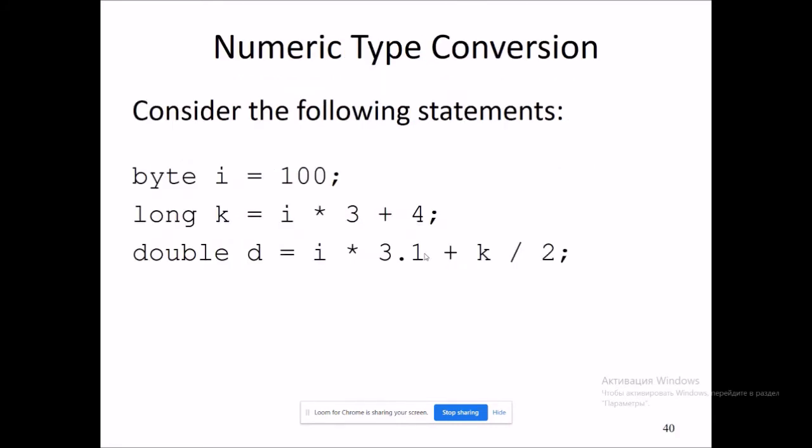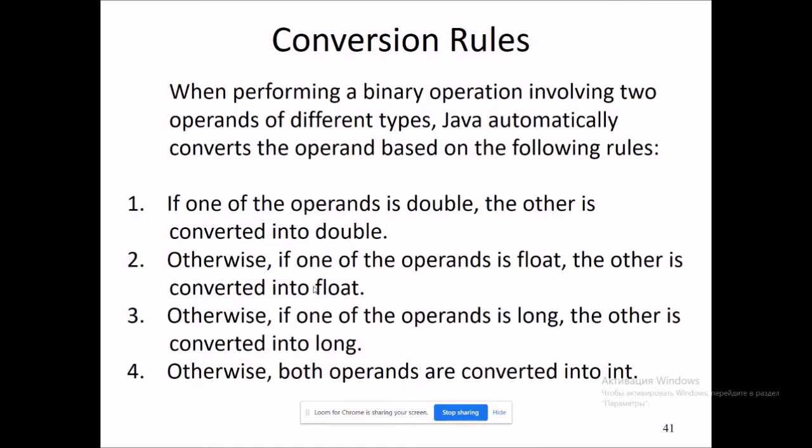Numeric type conversions. Consider the following statement, where, for example, we have byte, long, and double variables, and we want to make some operations between them because they are all different types of variables. We have to convert them into one type, as, for example, when working with different currencies. For conversion, we have 4 rules.